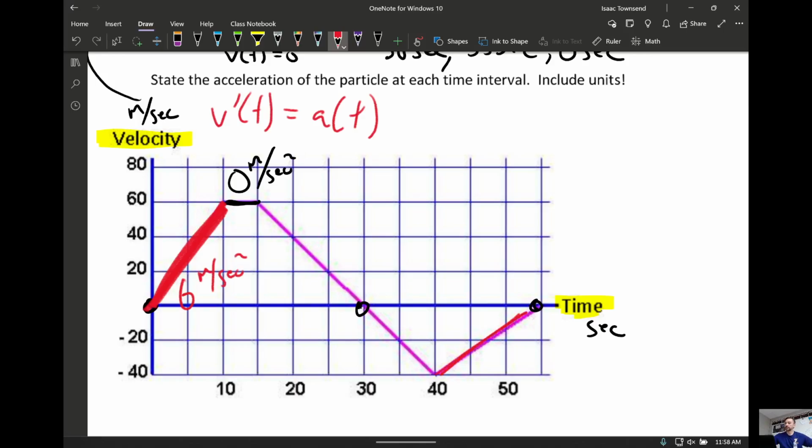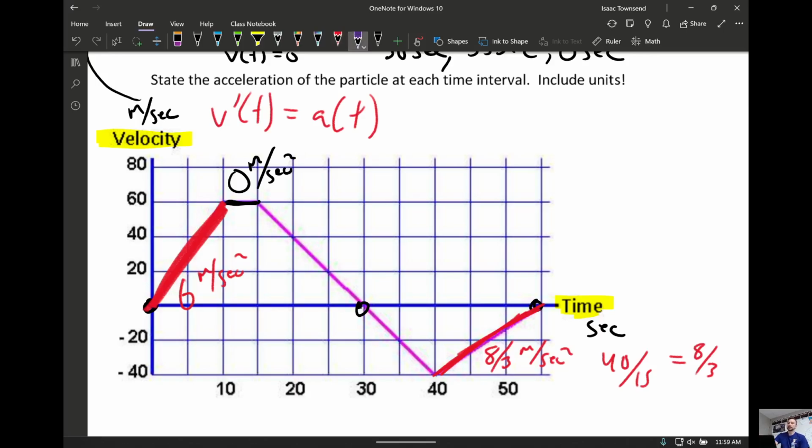Let's do this other one down here. If we did rise over run, looks like it's going up 40, right 15. Could divide both by 5, so like 8/3 meters per second squared. Is that right? You guys okay with where I'm getting those numbers?